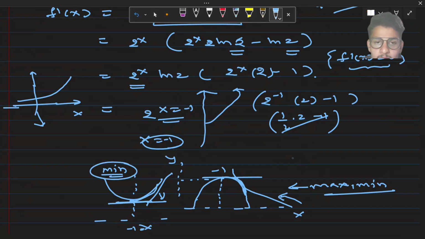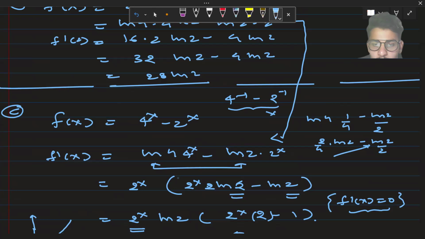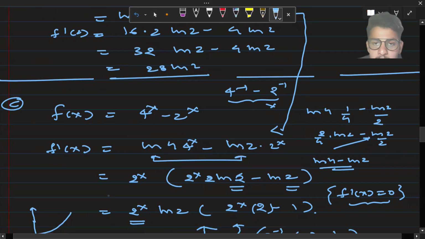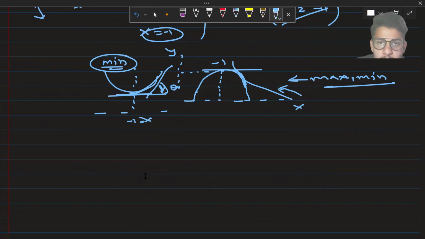So put 0 and check the slope. Put the 0 here: ln 4 minus ln 2. It's positive. It means that it's a minima. Okay. Positive means minima. Because the values of x after minus 1 is 0. Okay. Minus 1, 0, x is equal to 1, this is the axis, x is equal to 2. In this manner, the values go.